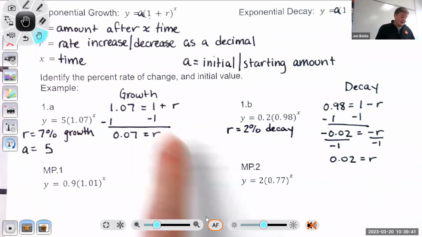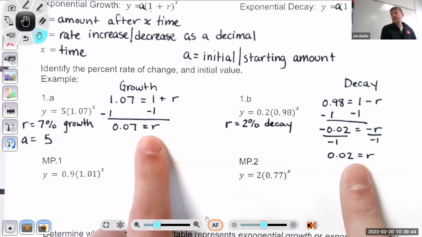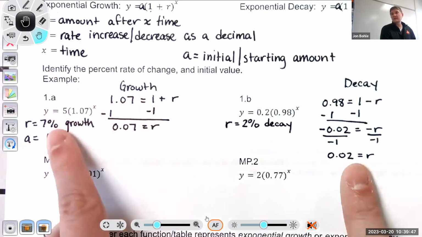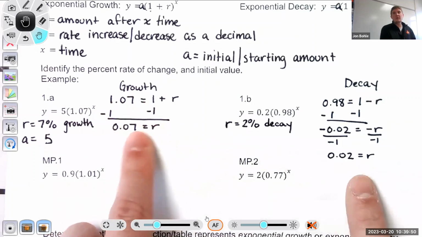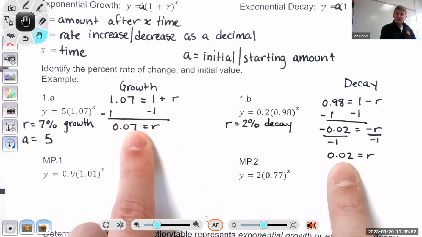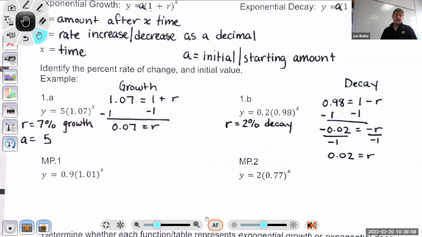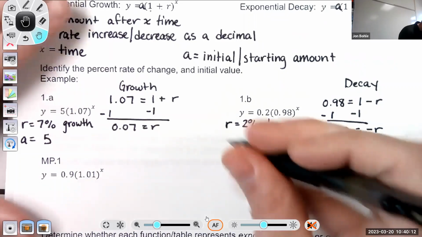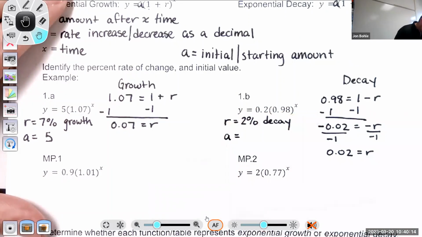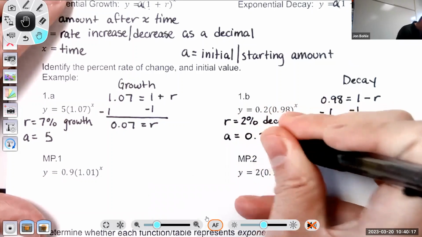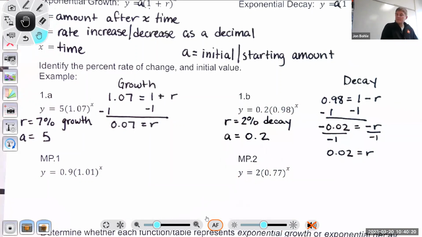You know, for me, I honestly don't have to do this. Because I look, it's 0.07 bigger than 1, growth. It's 0.02 less than 1, decay. So if I showed you how to do it by hand, I would say this is the long way. If you can just look at it and tell, that's totally fine. In fact, I would probably encourage that if you're comfortable with it. And what's my initial amount? 0.2. Okay. Questions about that?